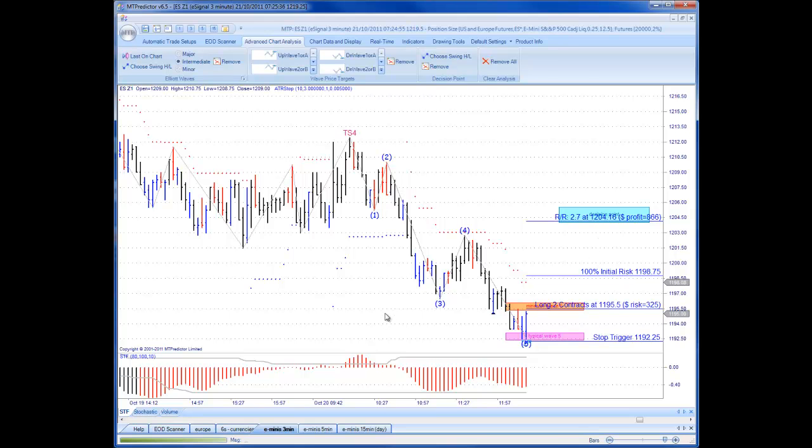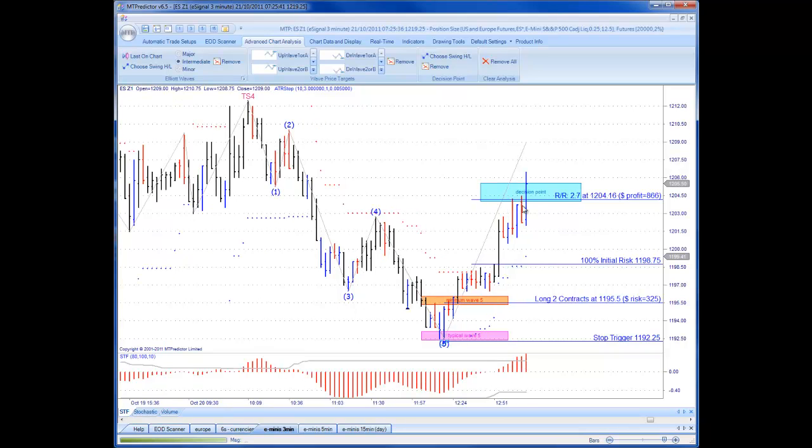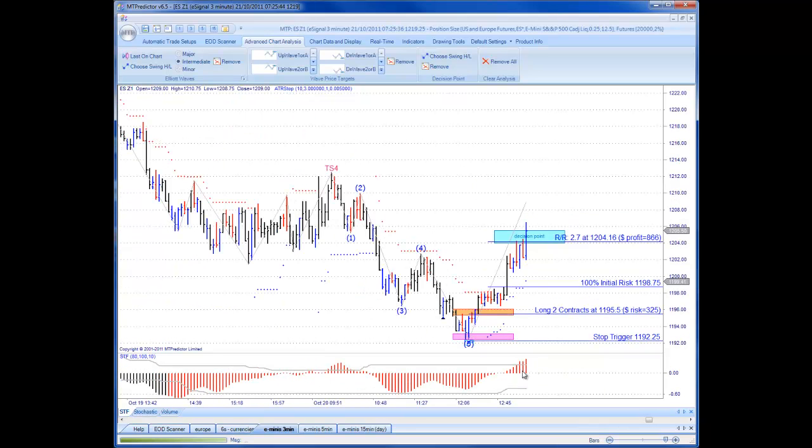So let's see how this unfolded. Market went up and indeed reached our first target. As you can see, now we go down to the STF. The STF is strong, so what we say for standard traders is to manage our trade with our ATR stop, which are our blue dots.